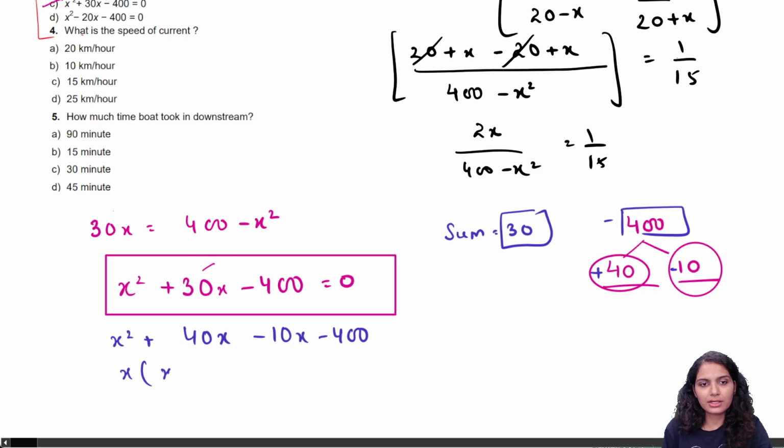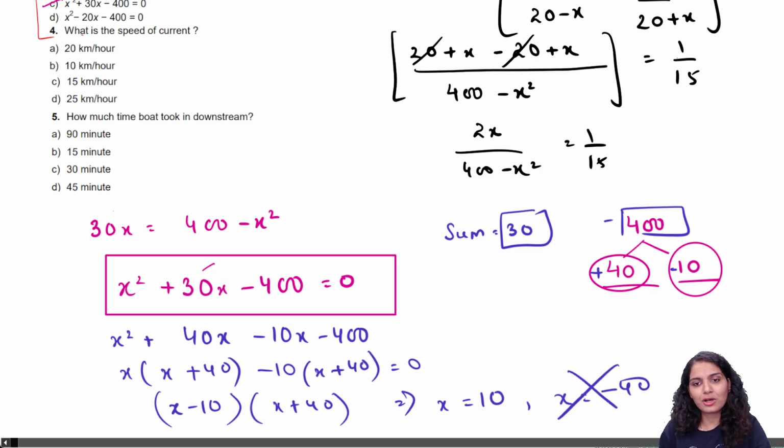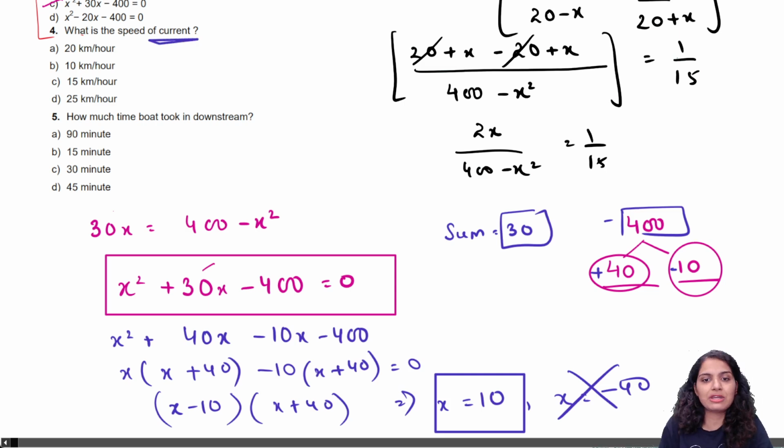Yeah, so I got this. And of course this should be equal to 0, so x minus 10 and x plus 40. So we have two options, x to be positive 10 or x to be negative 40, which is not possible. So the value of x, or the speed of the current or the stream, will be 10 kilometers per hour.